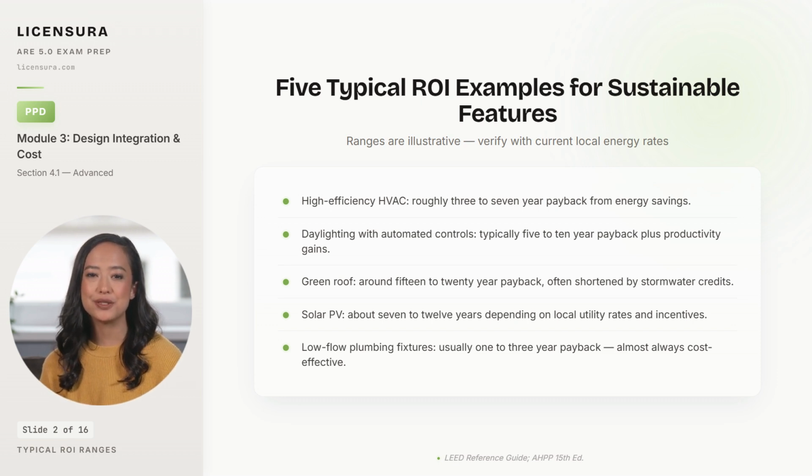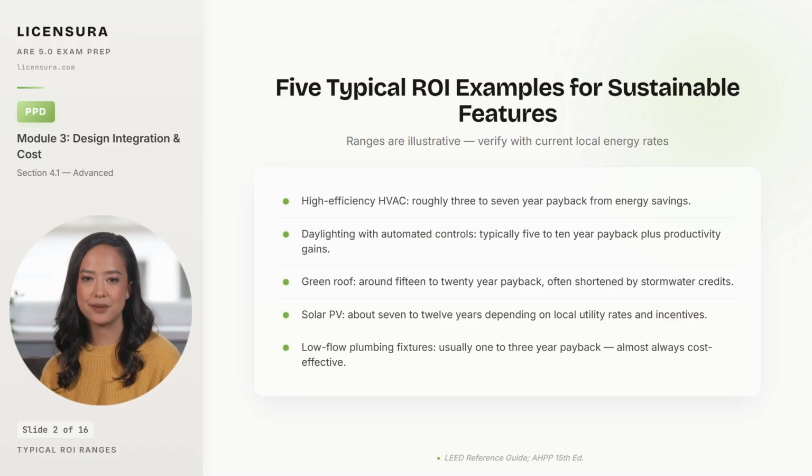Green roofs are slower, 15 to 20 years on energy alone, but stormwater management credits in many jurisdictions cut that materially when the building would otherwise face detention requirements. Solar photovoltaic is roughly 7 to 12 years right now, with the range driven by local electricity rates, net metering rules, and federal or state tax incentives. Low-flow plumbing fixtures pay back in roughly 1 to 3 years and are almost never the wrong call. These are illustrative ranges. Every real project needs site-specific numbers before you stake your professional advice on them.